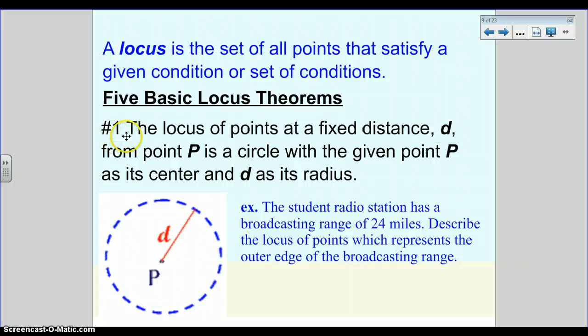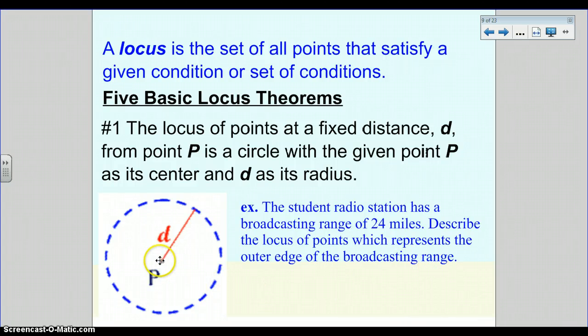Make sure you're using your protractor to accurately draw everything. The first is the locus of points at a fixed distance d, so d is the distance, from a point P, is a circle with the given point P as its center and d as its radius. So an example of this would be the student radio station has a broadcasting range of 24 miles. Describe the locus of points which represents the outer edge of the broadcasting range.